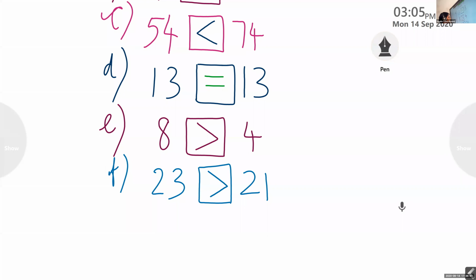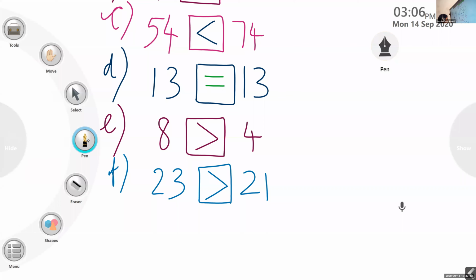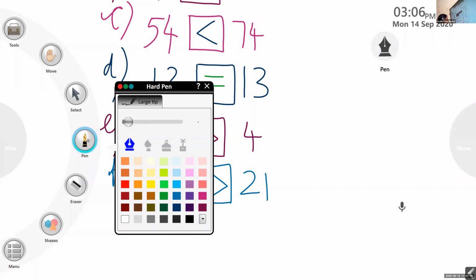So how will we read this? 23 is, Ishan, read it. Is it a less than or greater than symbol? Greater than. Very good. 23 is greater than 21.